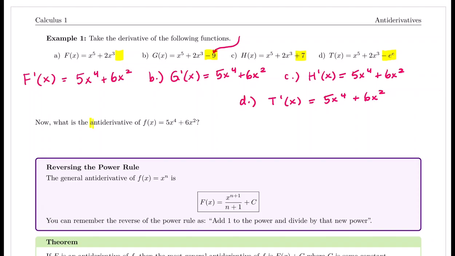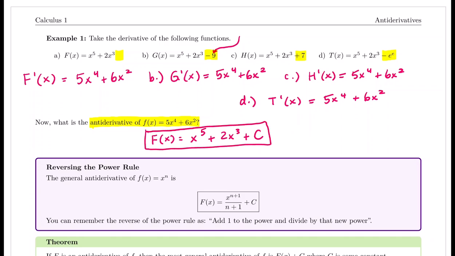Now, what is the antiderivative of f of x equals 5x to the 4th plus 6x squared? This is where things change a little bit. If I wanted to denote the antiderivative, I would use the capital F of x notation, and my answer would be x to the 5th power plus 2x cubed. And now I need to include a constant because just like I highlighted above, all of those have constants. And I'm just going to do this using a capital C. And that capital C has a special name that we'll talk about in just a second.